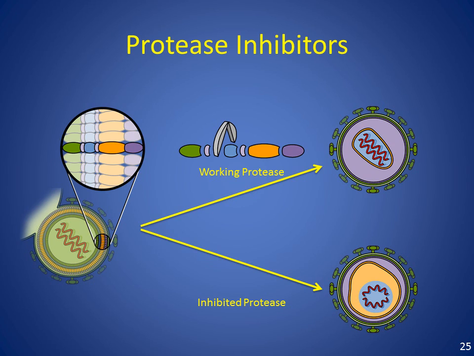If we break these scissors by using the protease inhibitor medications, then those protein chains are never cut up and they can never come together to form a new mature HIV virus. The virus is then floating around in the blood, but it's not able to infect a new cell and it'll eventually die off.